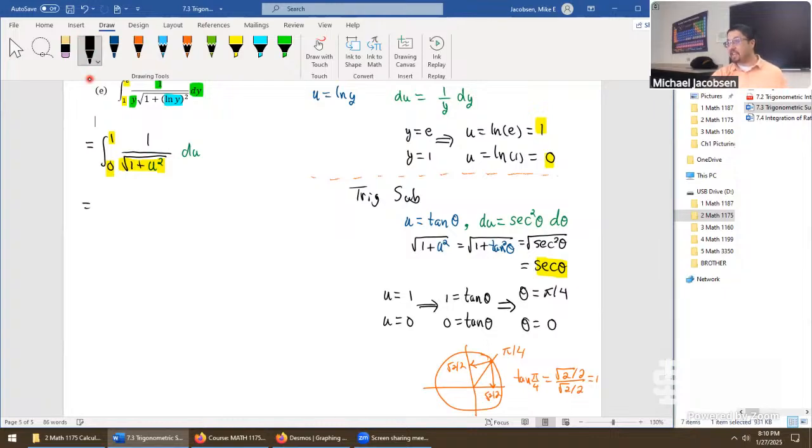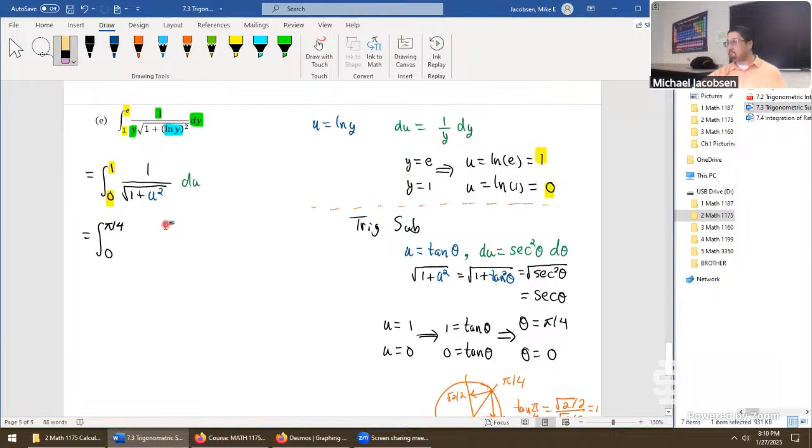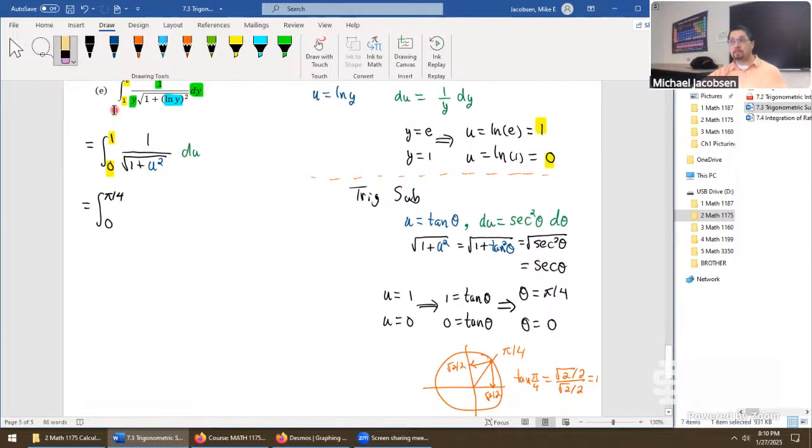So all of that is to say, we're integrating from 0 up to pi over 4. Well, any questions, folks, with those changes? Let me undo this yellow highlighting. There's too much yellow on these notes, I think. So we started from 1 to e, but because we did a u substitution, we're going from 0 to 1. But now, because we're doing a trig substitution, we're going from really 0 to pi over 4.